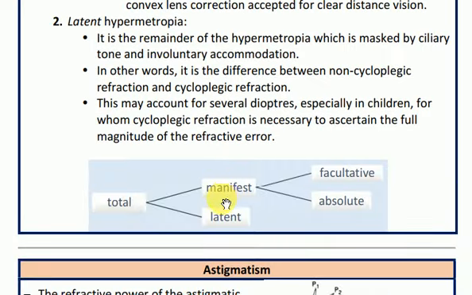So again, total is divided into manifest and latent. Manifest into facultative and absolute. Manifest can be found by convex lens while latent by cycloplegic refraction.